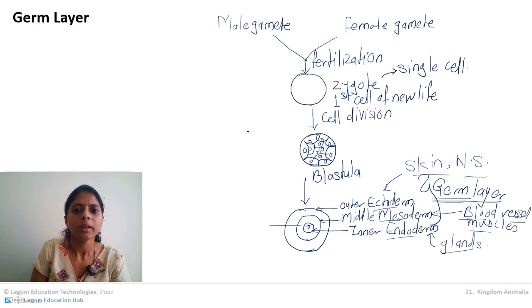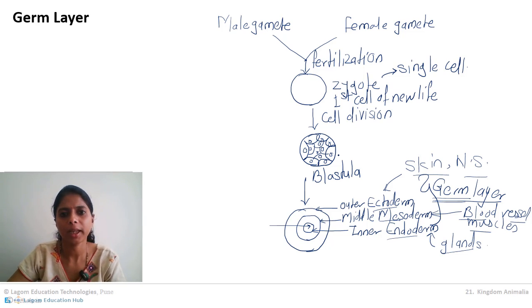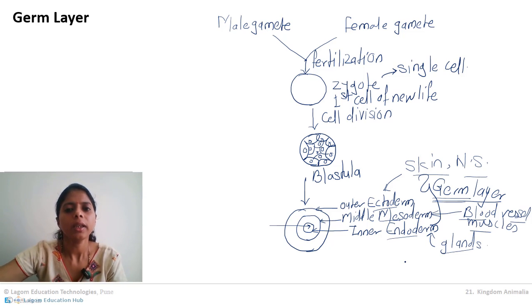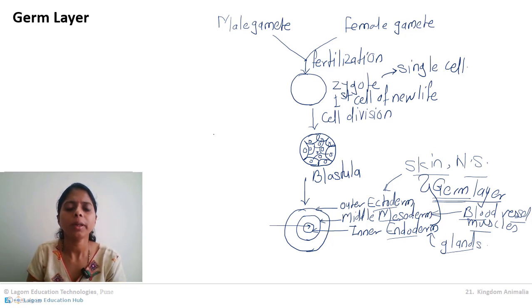Clear about it? With this knowledge, we need to study the further classification of kingdom Animalia. But here, you need to understand one more thing: human beings are very advanced animals. So in us, all three layers are formed. Ectoderm is formed, mesoderm is formed, endoderm is formed. But in other animals, all three layers are not formed. In some lower animals, mesoderm is not formed at all. So what happened to them, and how are animals classified on the basis of germ layer?